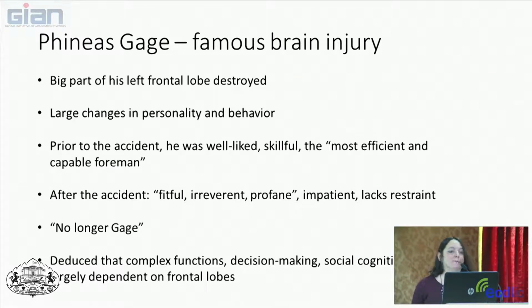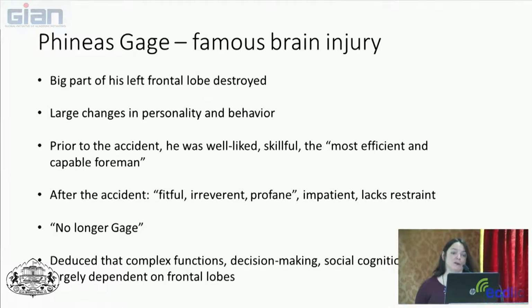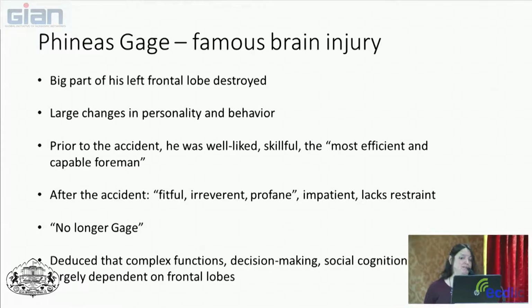So before the accident, he was very skillful and well-liked. He was described as the most efficient and capable foreman of the railroad working. And after this injury, a big part of his left frontal lobe was destroyed. And people noticed these big changes in his personality and his behavior. So whereas before he was skillful and well-liked, after the accident he became very fitful, irreverent, profane. So he sort of lacked this behavioral control that allowed him to monitor his behavior and act appropriately in a social way. So they described him as no longer Gage.